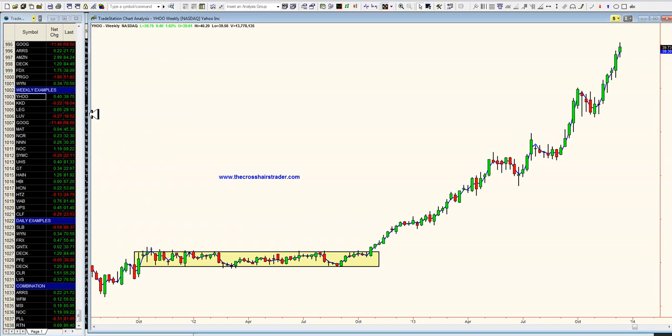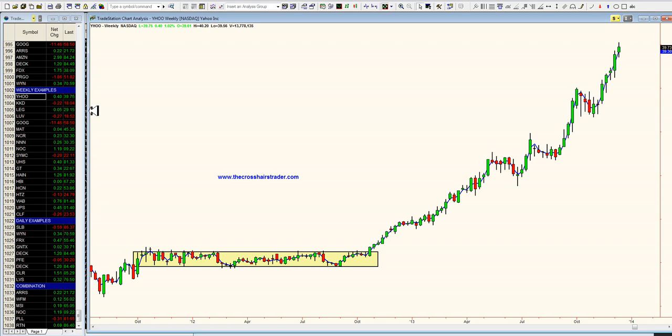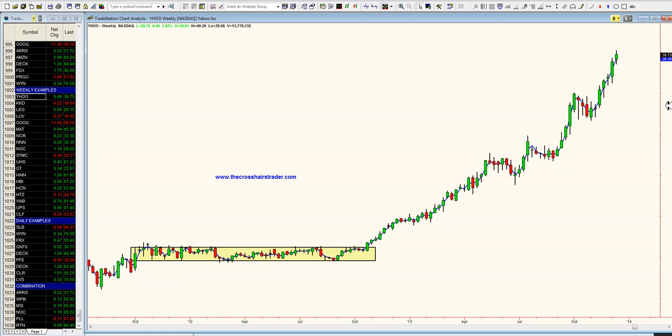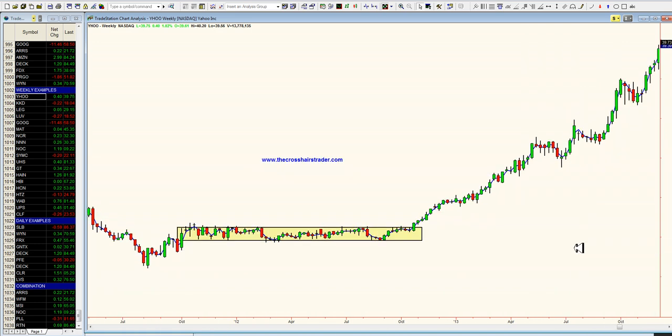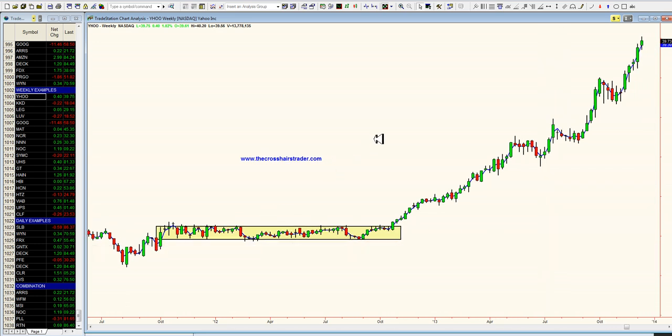Basically, all a breakout is where there's been price compression. There's been some development of back and forth, and a lot of indecision among investors and traders about where a stock should head, whether it should head higher or lower. And that can develop a good area of resistance and support, and you can see that here with Yahoo.